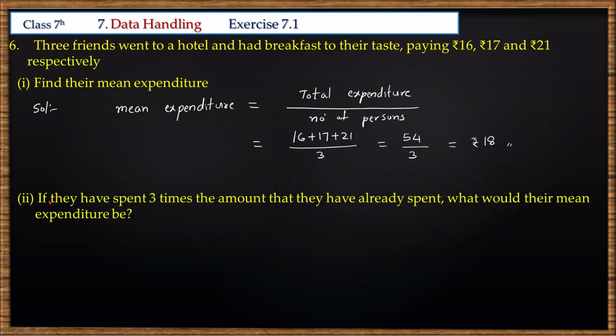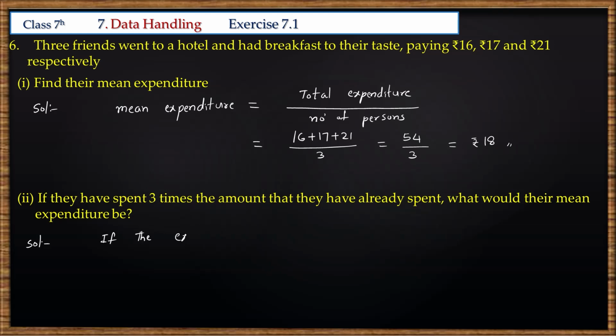Next problem. If they have spent 3 times the amount that they have already spent, what would their mean expenditure be? Let us solve this problem. If the expenditure is 3 times the expenditure they have already spent, so what is the total expenditure? Total expenditure is 54. So 3 times of the total expenditure we have to take.